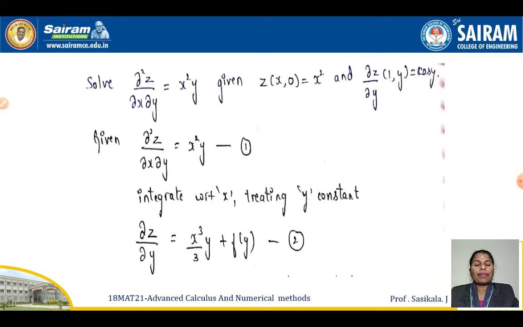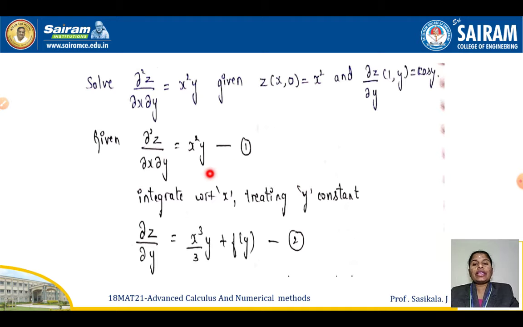Okay, now the first question: solve ∂²z/∂x∂y equal to x²y, given z(x, 0) equal to x² and ∂z/∂y(1, y) equal to cos y. Okay, so it's clear the question. It is a non-homogeneous equation, and the initial conditions have been given. What are those initial conditions? I have z(x, 0) equal to x². When x is equal to 1, ∂z/∂y is cos y. That is what is given in the question.